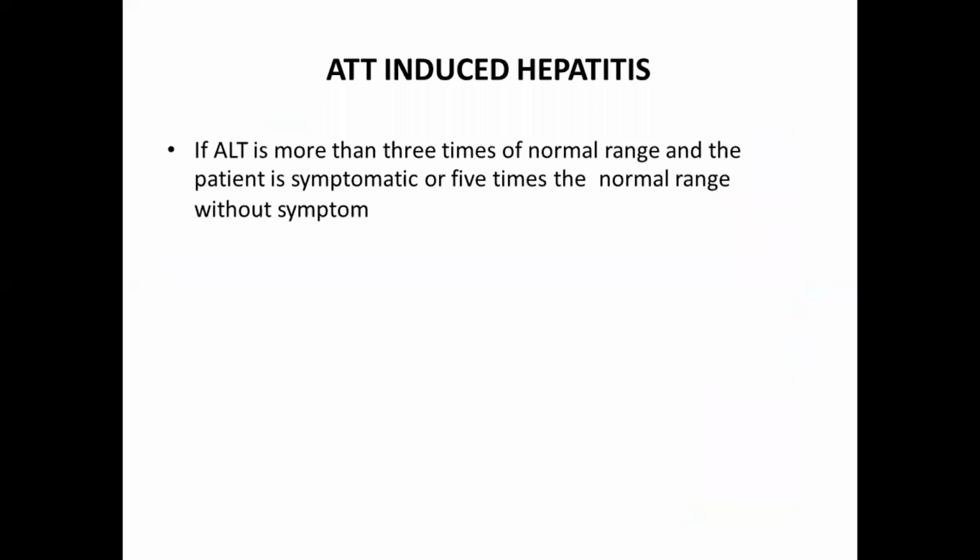As I've already told you, most of the drugs cause hepatitis. So how to know if the patient has got hepatitis due to use of the anti-tuberculosis drug? For that, we look at the liver function test, and if the ALT is more than 3 times the normal range and the patient is symptomatic, or 5 times the normal range without symptoms, then the patient is said to have ATT, anti-tubercular drug-induced hepatitis.